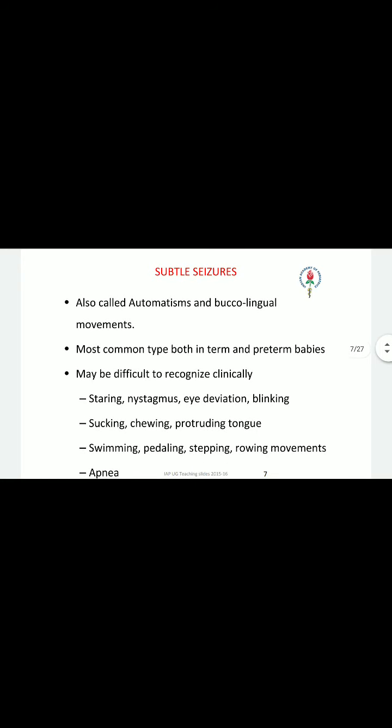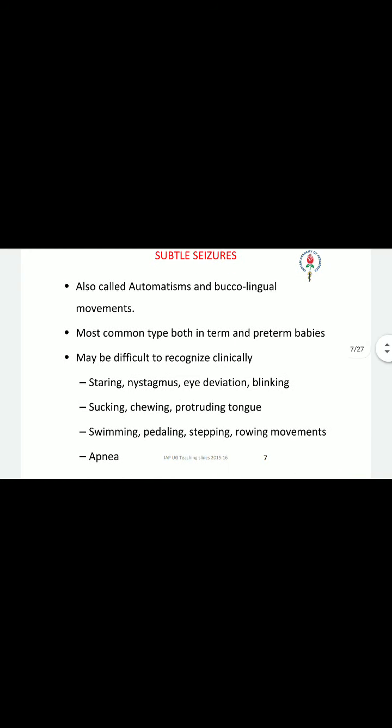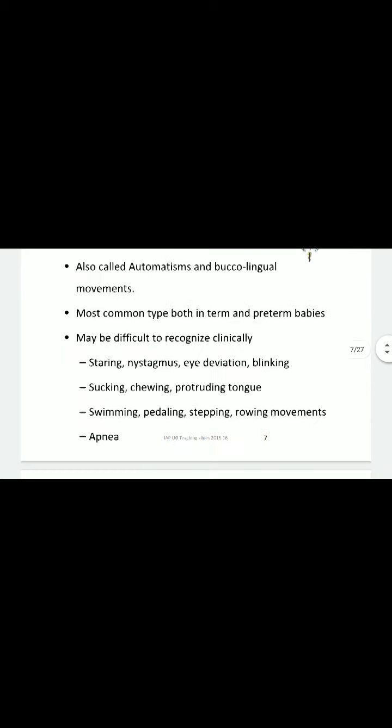Very subtle, less pronounced. Subtle seizures are also called automatisms and bucco-lingual movements, mainly confined to the face. It is seen both in term and preterm babies.